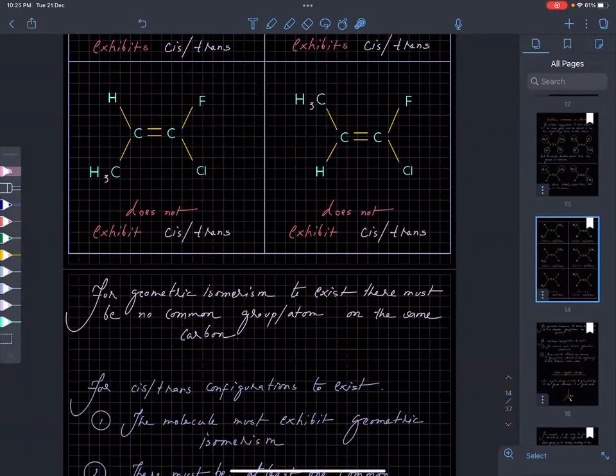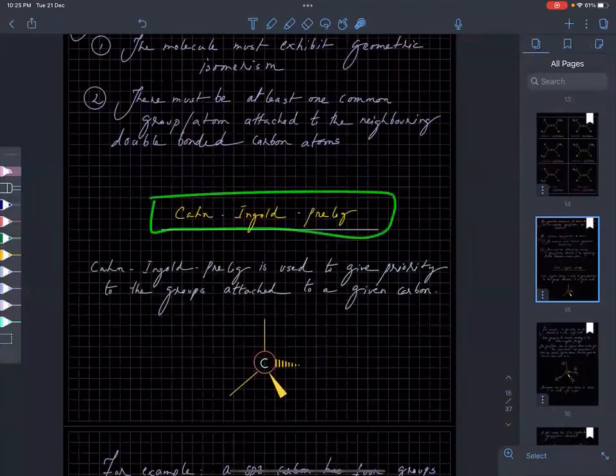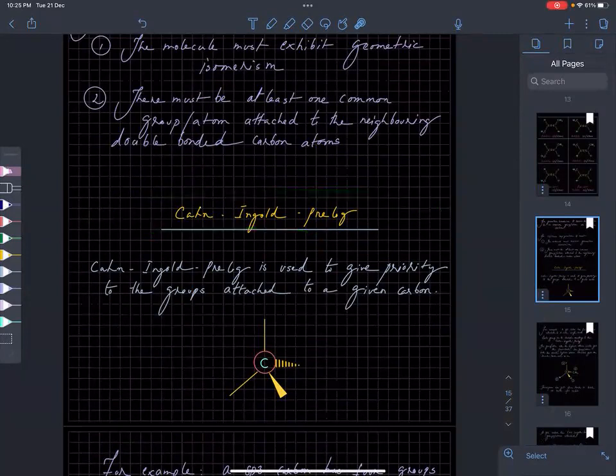For that, we will learn one thing which is called Cahn-Ingold-Prelog. And this is important because the same thing will be used in stereoisomerism. The same method will be applied in stereoisomerism. So it is a very important topic. So Cahn-Ingold-Prelog. Two scientists, one is Cahn and one is Ingold. They invented this technique of dealing with stereoisomerism and geometrical isomerism. So in Cahn-Ingold-Prelog, what you do is you give priority to the groups or atoms attached to carbon. Okay, clear?